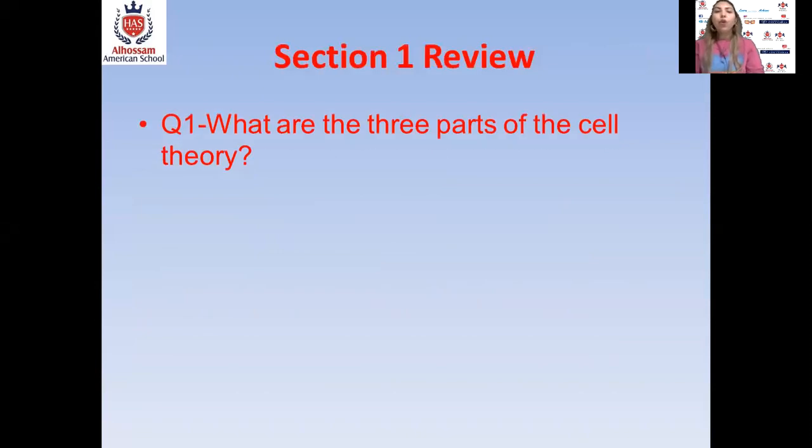Section 1 review. What are the 3 parts of the cell theory? If you know the answer, raise your hand. Open your book, page 200, guys. Page 200. What are the 3 parts of cell theory? Raise your hands.